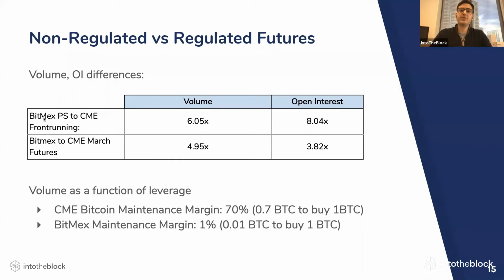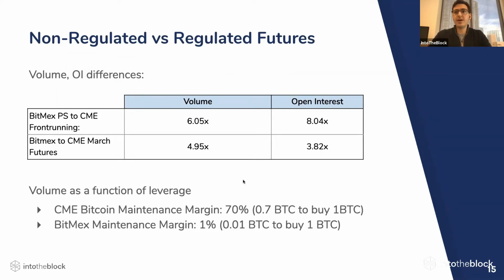So BitMEX, which is the first or second, depending on the month, in terms of volume on the non-regulated exchanges, is about 6 times greater volume, 8 times greater in open interest, comparing the perpetual swap versus the front-running contract. And if you compare the March futures that both expire on March for BitMEX and CME, it's still several orders of magnitude above CME, which is the largest regulated futures exchange for crypto.